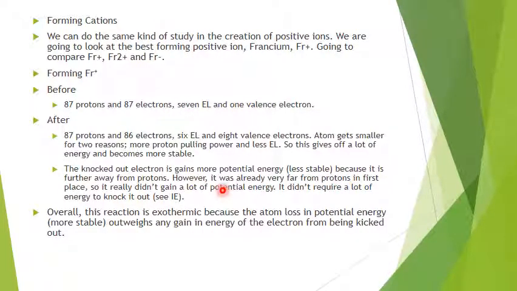So it doesn't gain a whole lot of potential energy. However, the rest of the atom becomes more stable altogether. Now there's 87 protons pulling on 86 electrons. That makes the atom smaller. You go from 7 energy levels to 6. Okay, so the atom got smaller, so everything gets more compact. All the electrons get close to the protons. That part of the atom gets more stable.